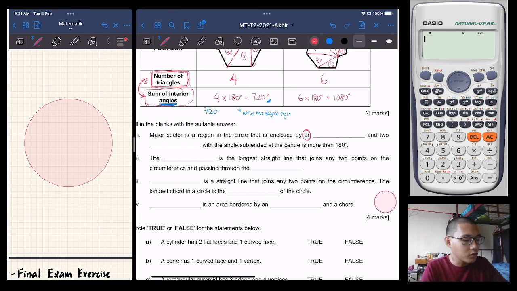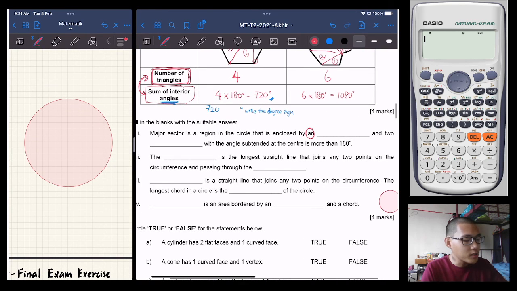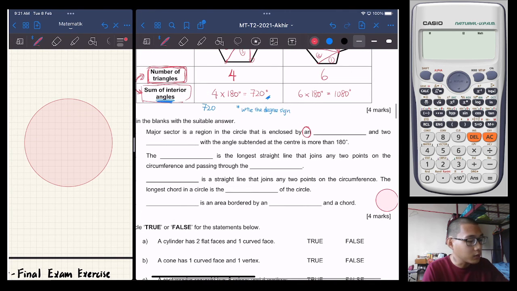And with this question, major sector. So let's see, where is the major sector? Let's say we try to draw a major sector. I want to have a major sector, one here, another one here. So the major sector is here. Okay, so that is enclosed by an and what?